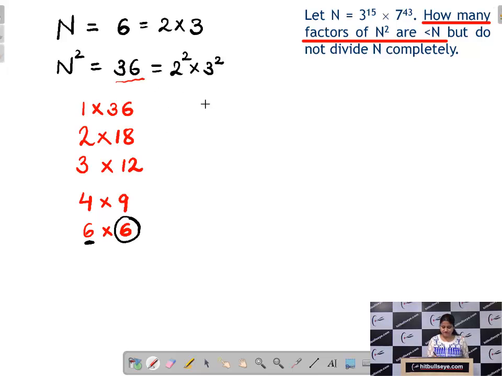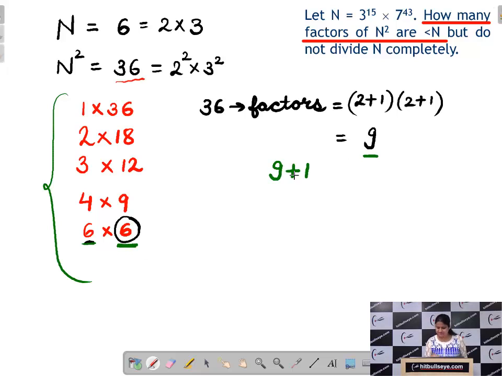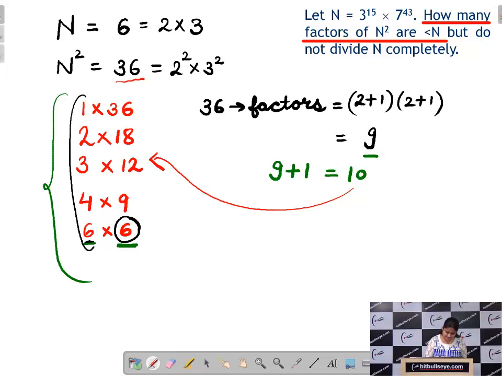So if we find the number of factors of 36 by using formula, it will be 2 plus 1 into 2 plus 1, which comes out to be 9. But in this complete list, we are writing a factor twice. That's why corresponding to that, I'm adding 1 to 9, which comes out to be 10. I mean, this 10 will represent the number of factors appearing in this list. Now, what was the question? How many factors of n square are less than n? It means we are interested only in the left hand side, which is 1, 2, 3, 4 and 6.